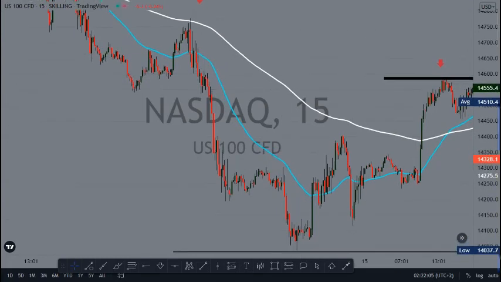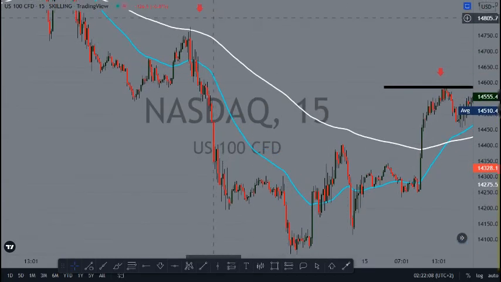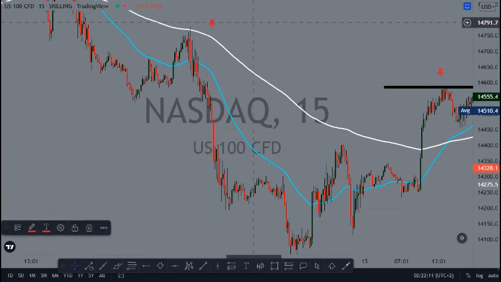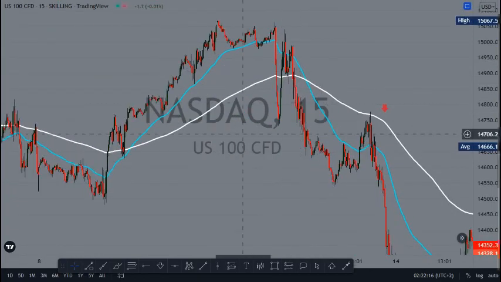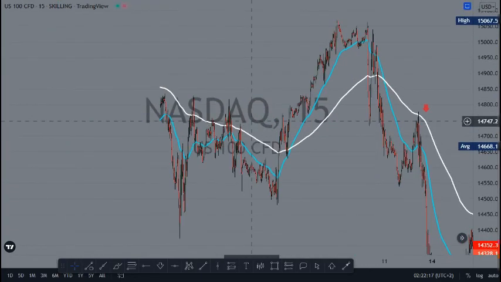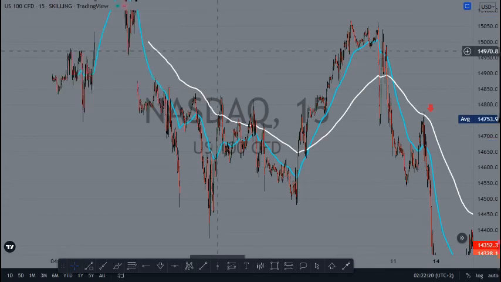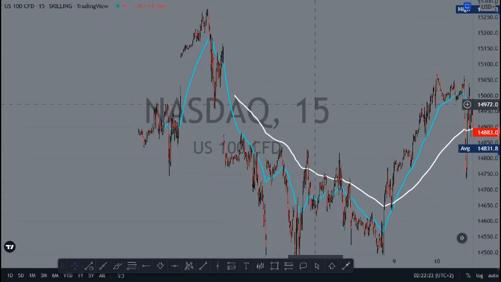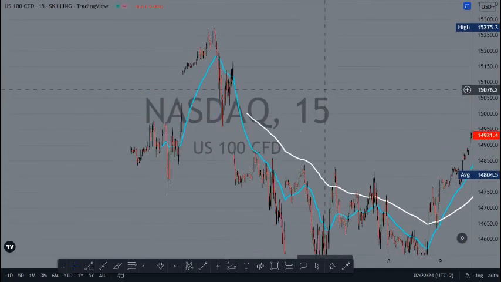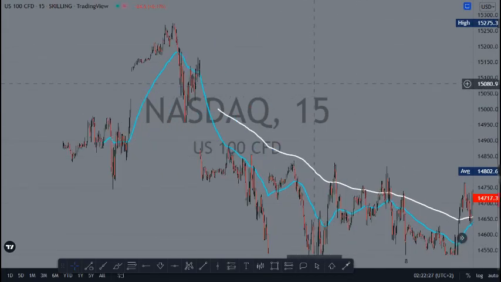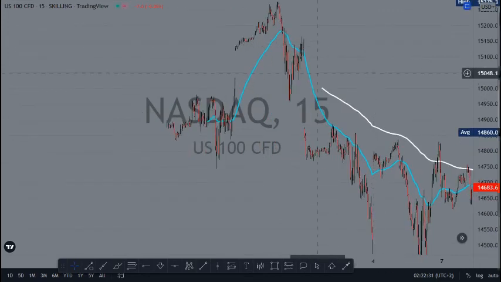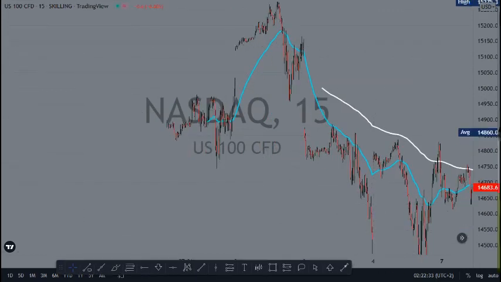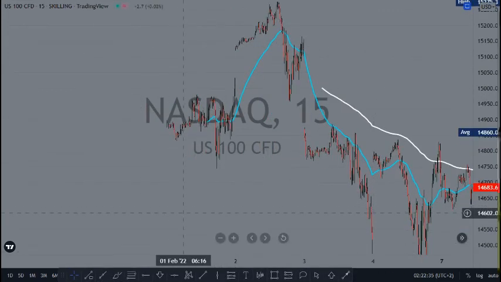The market gave us a nice drop. The market gave us a nice drop all the way to the downside. So this is Nasdaq, and I think this must be January or February. Let me just see. This must be February.